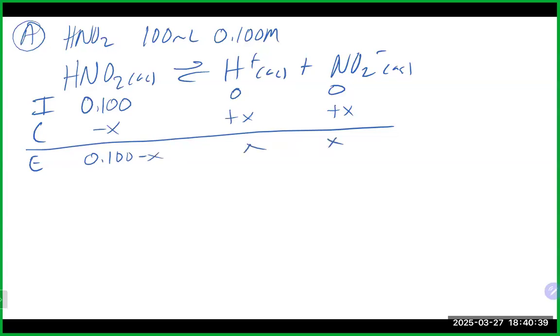Any questions up to there? Going to go into our Ka expression, which is again our products divided by our reactants.